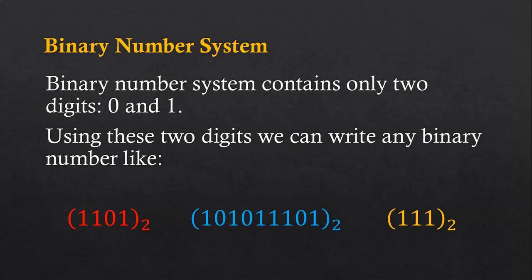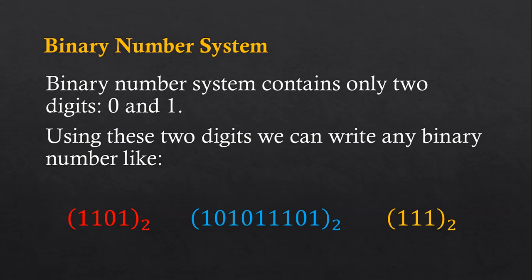Now, what is the binary number system that we have to see? As you know, in the decimal number system there are 10 digits, that is 0, 1, 2, 3, 4, 5, 6, 7, 8 and 9. So likewise in the binary number system there are only 2 digits, 0 and 1. The 0 and 1 look the same as in the decimal number system. Using these 2 digits we can write any type of binary number.